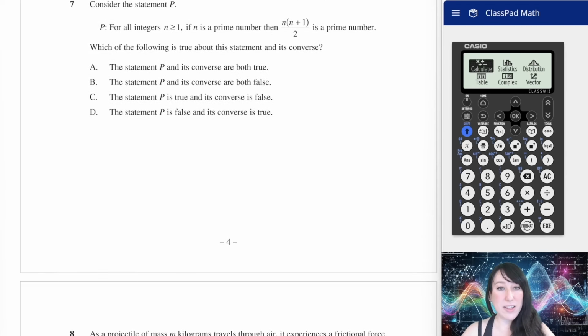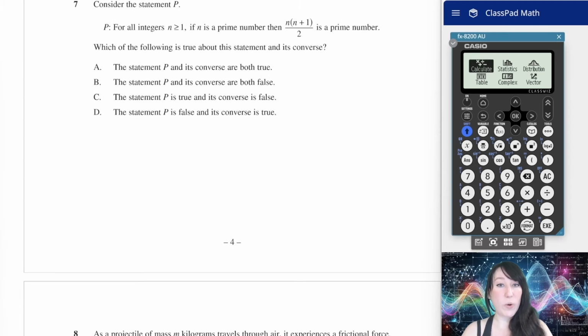Question 7. Consider the statement P. P is for all integers n greater or equal to 1, if n is a prime number, then n times n plus 1 divided by 2 is a prime number. Which of the following is true about this statement and its converse? Okay, for a conditional statement, such as if A, then B, the converse is if B, then A. Now, if the first statement is true, that does not necessarily mean the other is true, and vice versa, so we'll have to evaluate each of these separately.